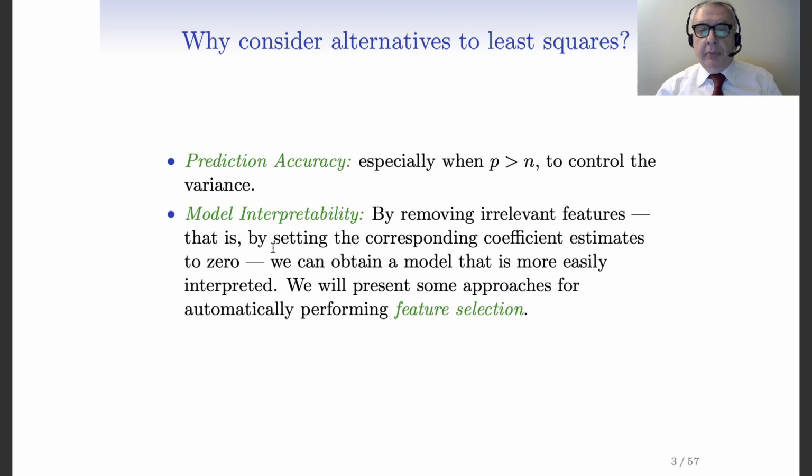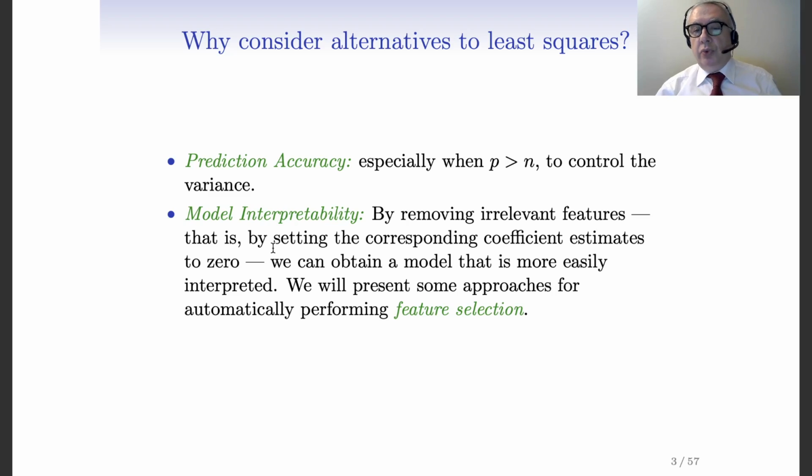And the second issue is model interpretability, because it is true that a linear model by itself is quite easy to interpret, but if you have many parameters, this could be not that easy. So it could be difficult if you have tens or hundreds of parameters to understand the role of each of these parameters, especially if the predictors are correlated with each other. And if you have some technique that removes the irrelevant features, so a technique that sets some of the coefficients, possibly many of them, to zero, then you will have a few coefficients that are different from zero, and the model will be more easily interpreted.